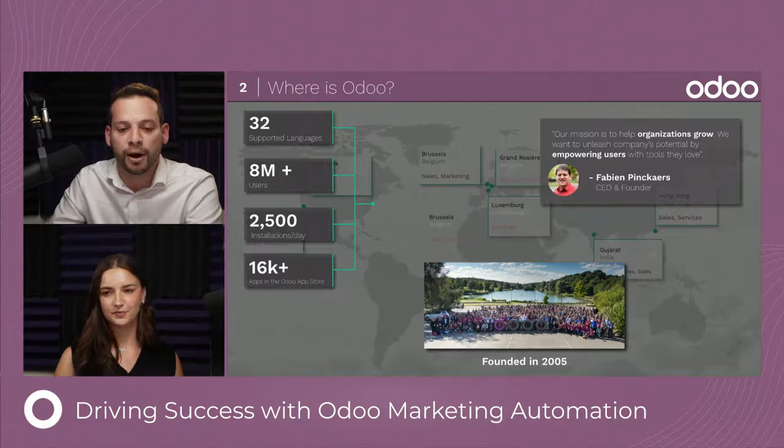And then right here at the bottom, you can see a little snapshot of when Odoo was founded in 2005, and now you can just see how far we've come.